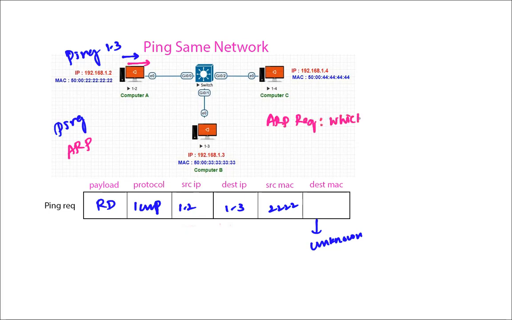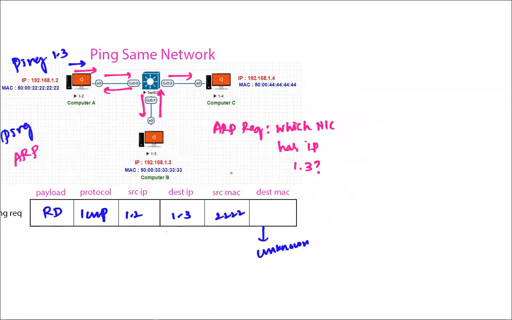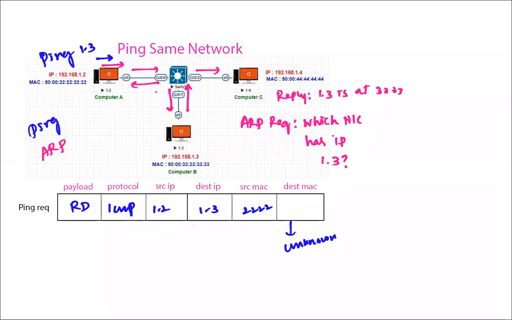Which NIC has IP 1.3? This is what the question is, right? So PC sends the ARP request, it goes as a broadcast, and who will respond? Only this guy will respond because the others are not 1.3. This guy will say what? Now the ARP reply. Okay, so let me write the ARP reply over here. What does the ARP reply say? The ARP reply says 1.3 is at all three. This is a MAC address, right? It's basically 5000 all three. Okay, yeah. So now this ARP response comes.